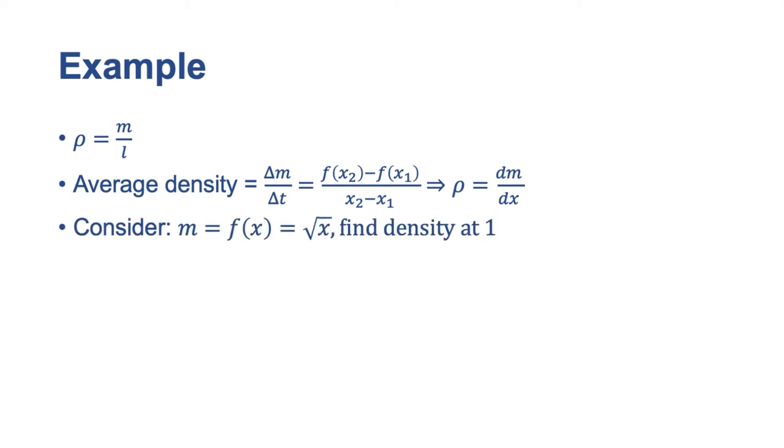Okay, so now we are going to consider a function. We're going to consider m equal to f of x equal to the square root of x. Find the density at 1. What we are going to do is take the derivative of the square root of x, and then evaluate that derivative at 1, and that will give us the density. That will say that rho is equal to dm/dx, which is equal to 1 over 2 root x. And if we evaluate that at x equals 1, that will give 0.50 kilograms per meter.